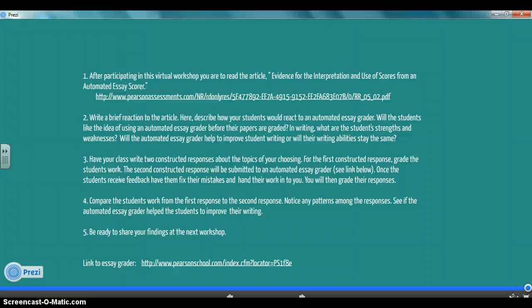You will then have your class write 2 constructive responses, topics of your choosing. The first response you will grade. The second response you will allow them to input into an automated essay grader. Then you will grade the response. You will compare their work. Be ready to share your findings for the next workshop. The link to an essay grader is seen right here.